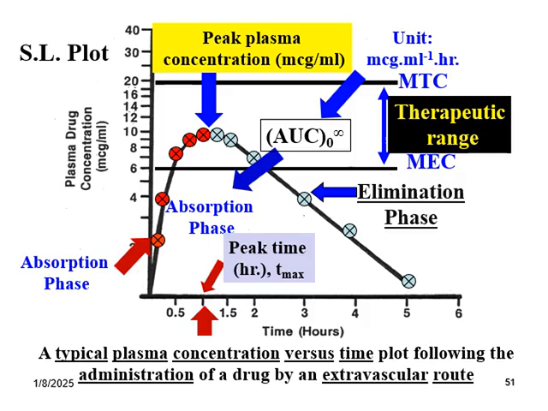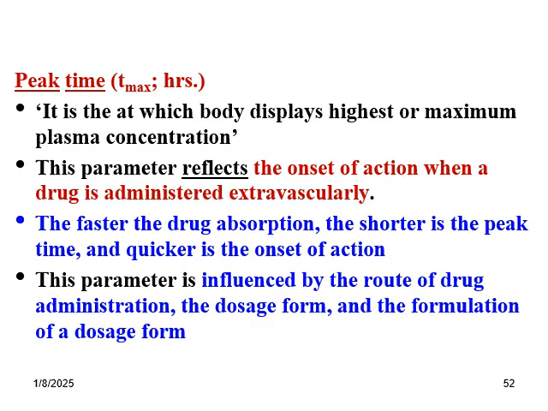That is a typical plasma concentration versus time plot. As I mentioned before, that is an extravascular route. The drug is administered via an extravascular route. Let's look at the peak time, Tmax. Usually we use hours as the unit. It is the time at which the body displays the highest or maximum plasma concentration, because that is a peak, right?